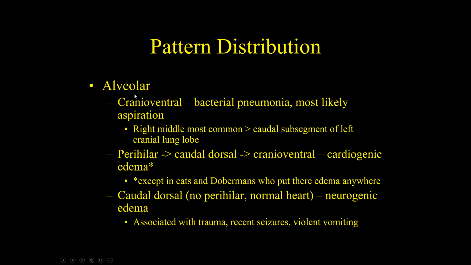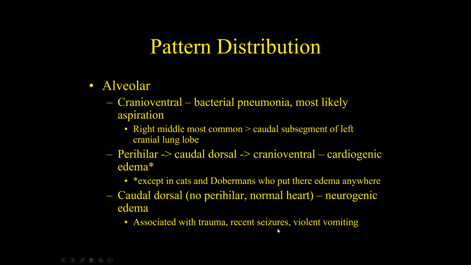Okay, so distribution of alveolar patterns. Cranial ventral, you typically think pneumonia. If it's caudal dorsal and perihilar and the left atrium's big, it's usually cardiogenic edema. If there is a normal heart, the left atrium is not big, and you have caudal dorsal alveolar infiltrates, it's this other thing that's called neurogenic edema a lot of times, which is non-cardiogenic edema. So neurogenic edema is edema that forms in the lung, not due to something wrong in the heart, but neurogenic edema can happen associated with trauma.